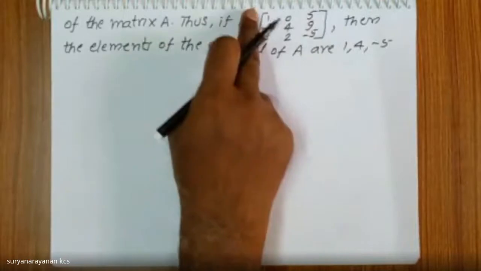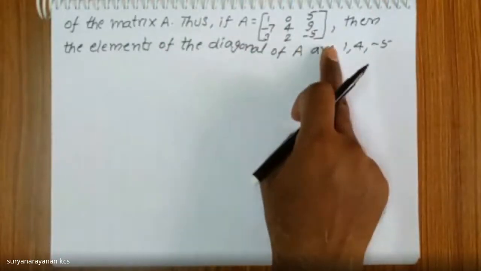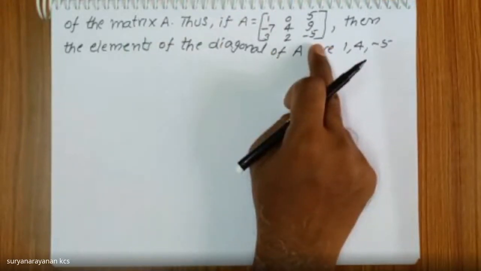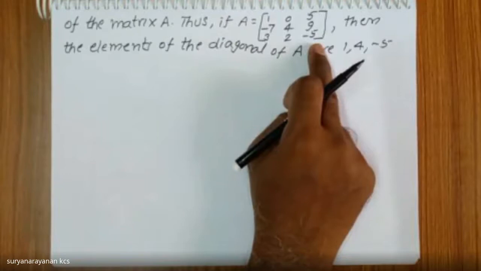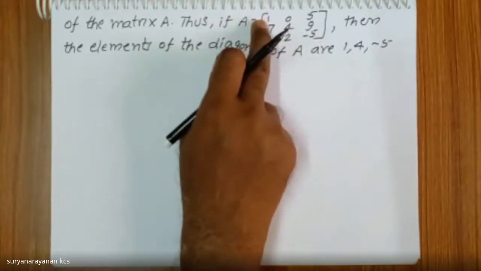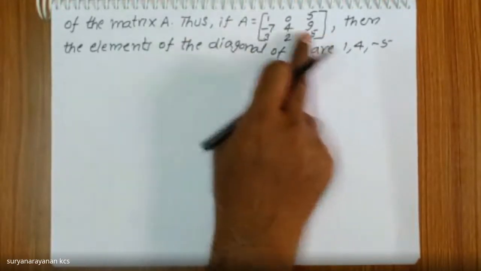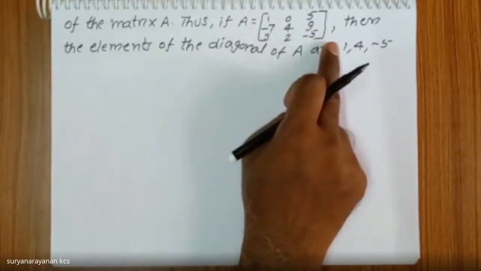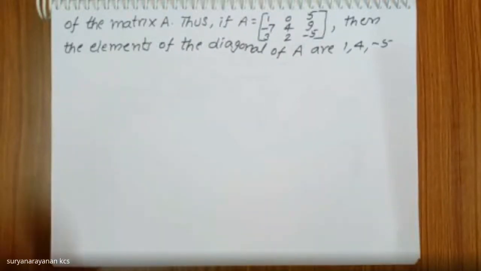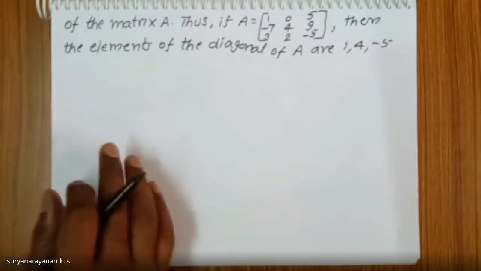Previously, I told you to just draw an imaginary line. Don't draw on the paper using a scale and pencil. Just imagine it in your mind. If you draw a line joining the first element of the first row to the last element of the last row, the elements which lie on that line are said to be the elements in the diagonal of the matrix.